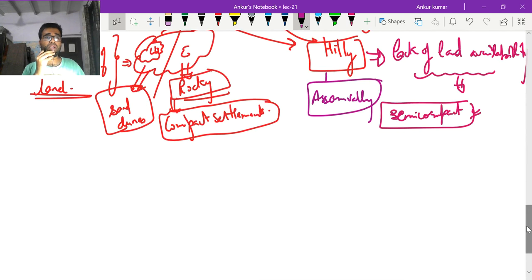Okay, this was the factor of the availability of land, how land affects the evolution of different types of settlements. The next factor that may influence the formation of settlements is, let us say, building material.